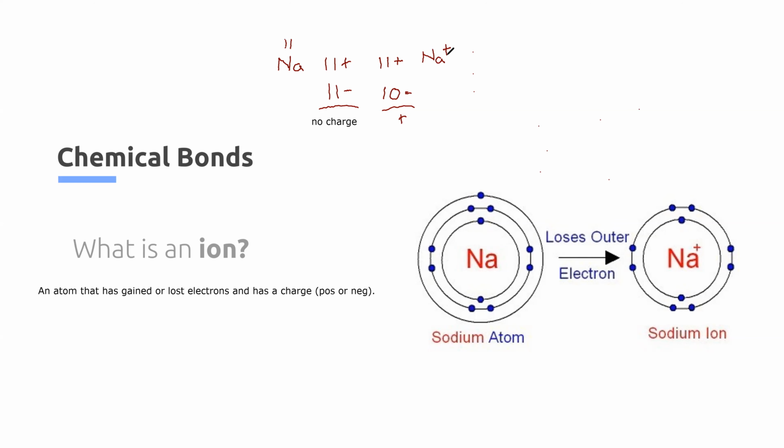Now, like calcium gets two electrons stolen usually. So calcium would be Ca, 2 plus.